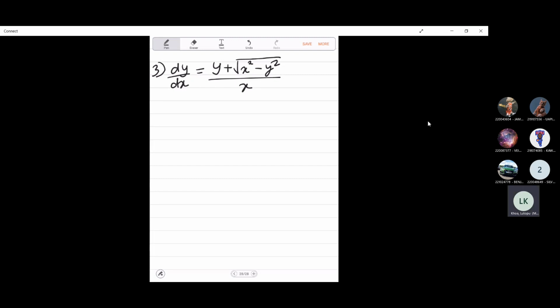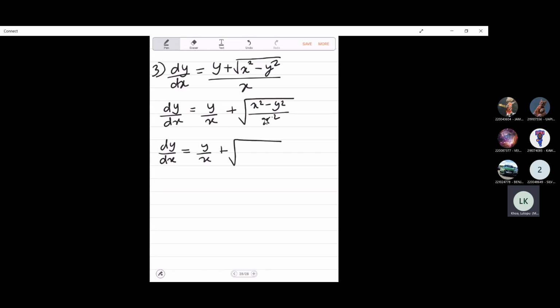Okay, so I will say this is dy/dx equals y over x plus the square root of x squared minus y squared, over x squared. So my x goes under this square root and it becomes x squared. So I have dy/dx equals y over x, and then the square root of 1 minus (y over x) squared.